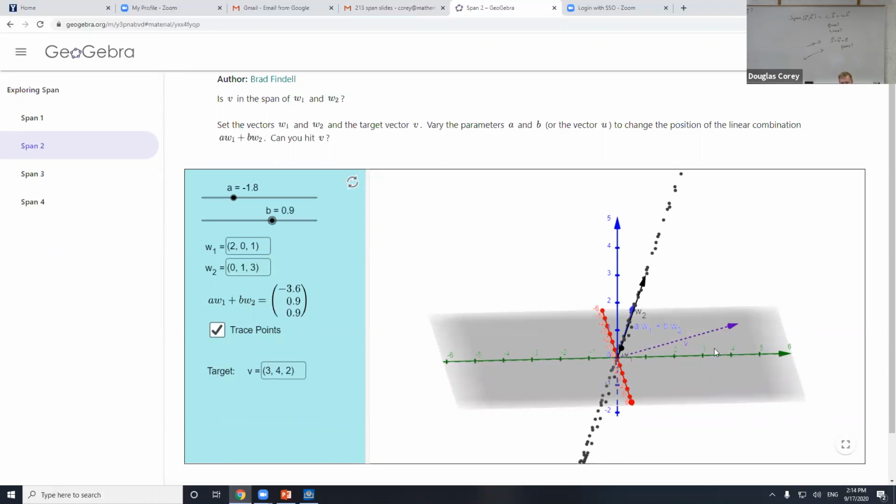But V is not in that plane. So I cannot get to V. Okay? So V is not in the span of W1 and W2.